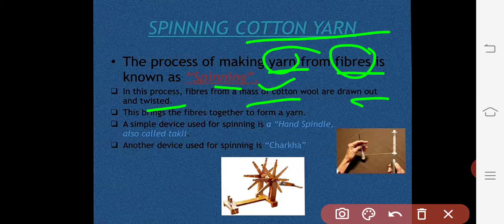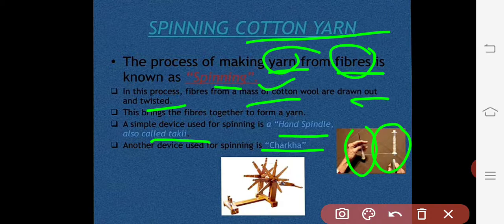When you do all this, as you are seeing in the picture, it is nothing but the hand spindle. A simple device used for spinning is a hand spindle, or you can call it a takli. You can do the spinning process with a hand spindle, or the takli. And there is another device next, which you can call a charkha. I already explained to you the use of the charkha.